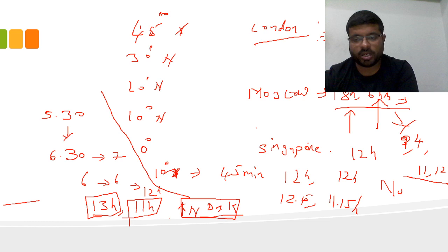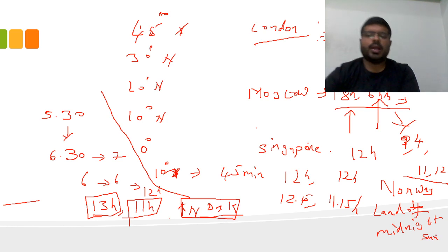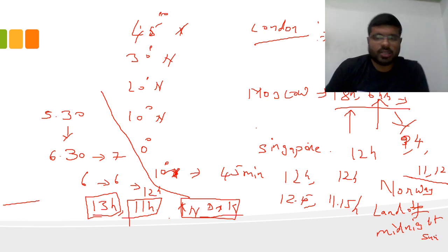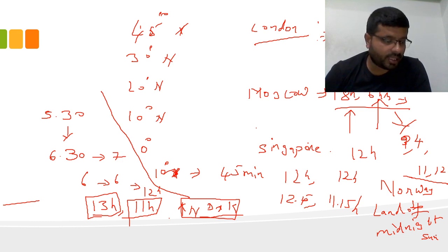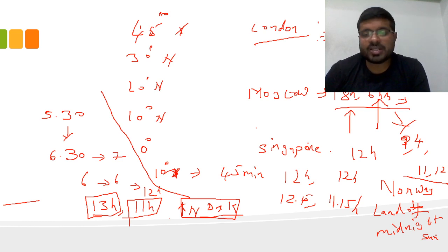That's why, if you remember, Norway is called the land of midnight sun. Norway is called that because even at 12 in the night you will find the sun. That is the reason why you can find sunlight, and that is the reason why it is called the land of midnight sun.